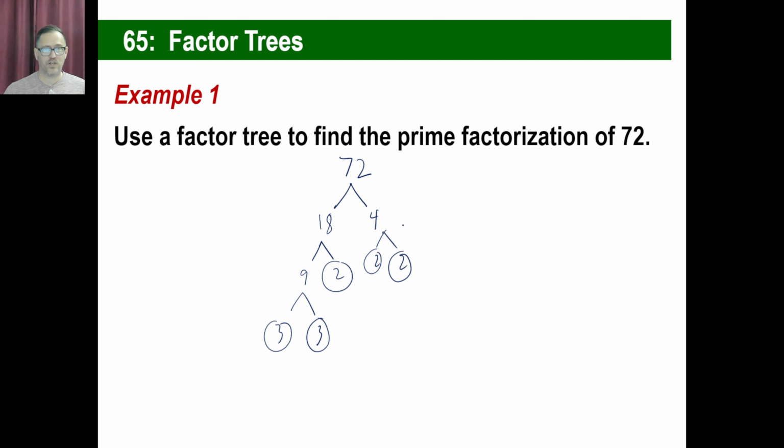Now, again, no matter what you did, you probably went 36 times 2. Or maybe you did 8 times 9 or 12 times 6. Those are times tables that you should have memorized. Okay. All right, but you got three 2's, so I would go 2 times 2 times 2, and then you got two 3's, times 3 times 3. There you go. That's your prime factors.